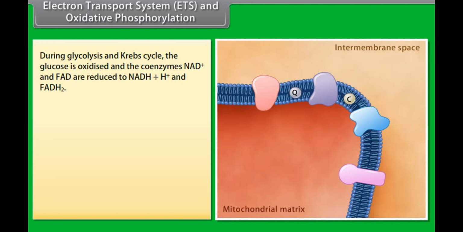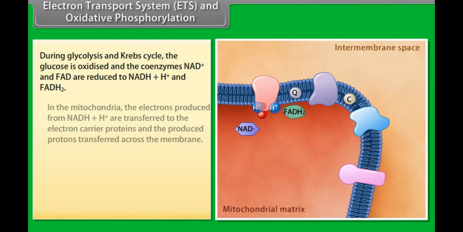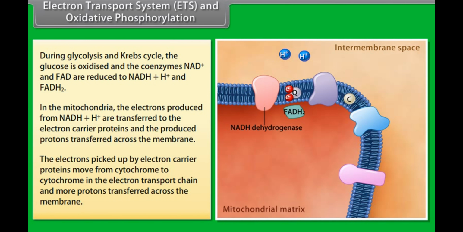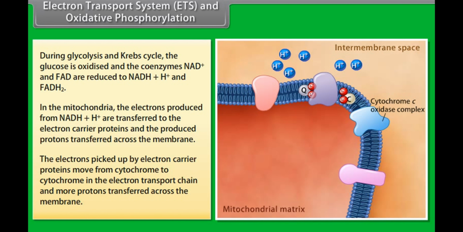During glycolysis and Krebs cycle, the glucose is oxidized and the coenzymes NAD+ and FAD are reduced to NADH + H+ and FADH2. In the mitochondria, the electrons produced from NADH + H+ are transferred to the electron carrier proteins and the produced protons are transferred across the membrane. The electrons picked up by the electron carrier proteins move from cytochrome to cytochrome in the electron transport chain, and more protons are transferred across the membrane.